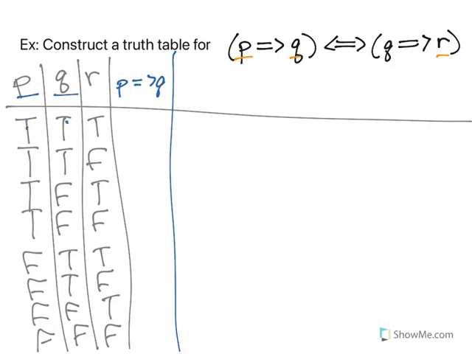So I have true, true. Well, that's good, right? That's true. True, true. Well, that one's true. And then I have true, false. Notice this is only false when the front is true and the back is false. So this is false. The next is also true, false, so false. And then I have 4 in a row of P being false, so those are all going to be true. And that's if P, then Q.